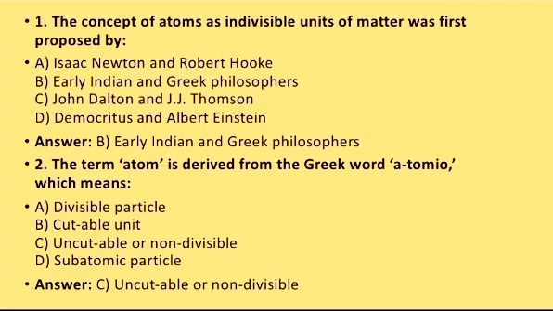Second question, the term atom is derived from the Greek word atomio, which means A is divisible particle, B is cuttable unit, C is uncuttable or non-divisible, and D is subatomic particles. So we all know that C is the right answer. That is uncuttable or non-divisible.